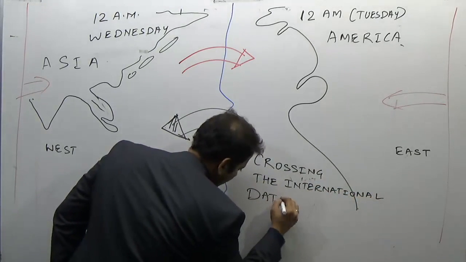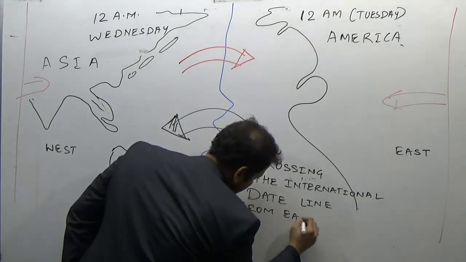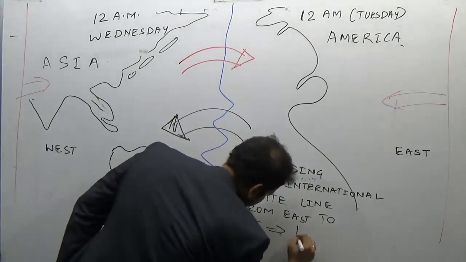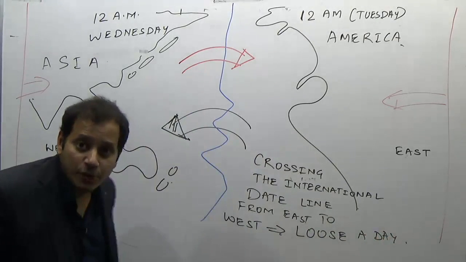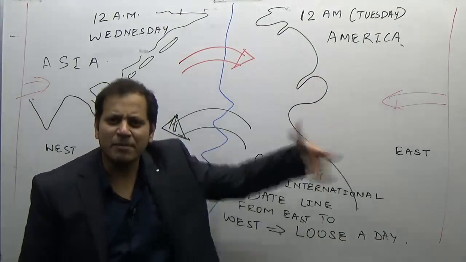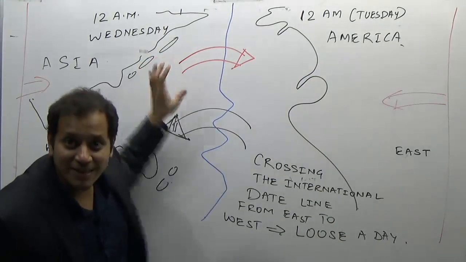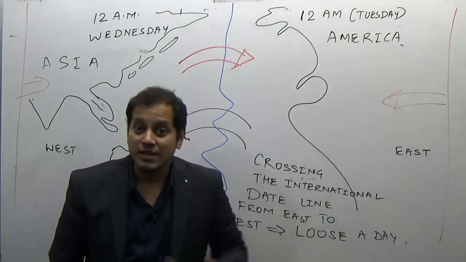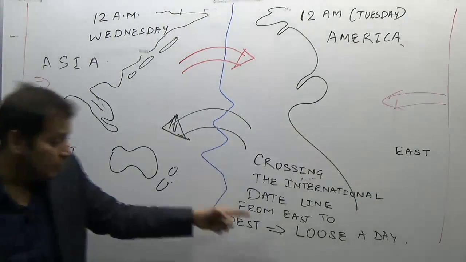Date line, from east to west, you lose a day. Why are you losing a day? Are you getting? Because you are starting from USA. If a person starts from USA on Tuesday night, and by flight maybe 2 hours, 3 hours, whatever it is, and if it comes here, it is suddenly Wednesday here. That means, but Wednesday what? Wednesday night. But the entire Wednesday, the morning Wednesday, afternoon Wednesday, they have lost. So we say crossing the international date line from east towards the west, you lose a day.